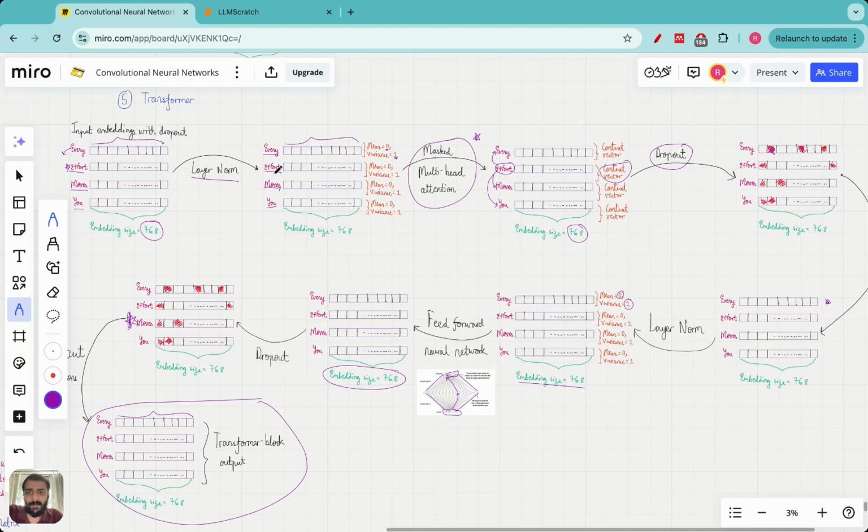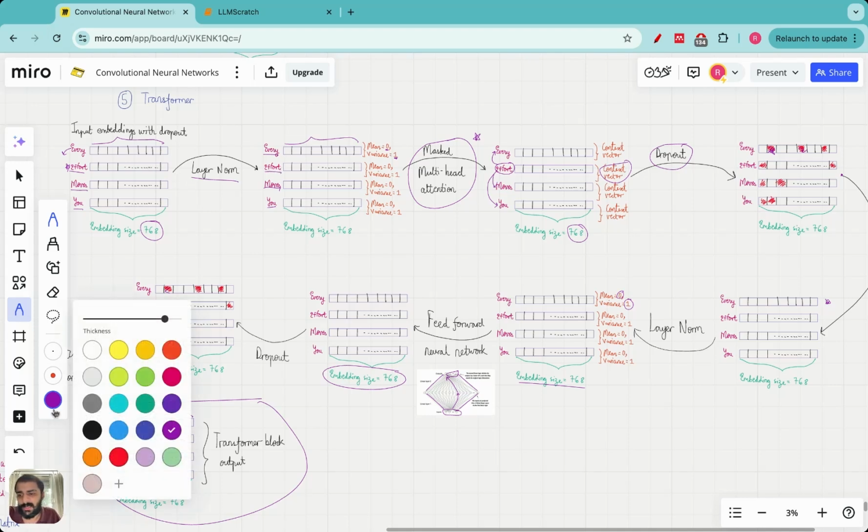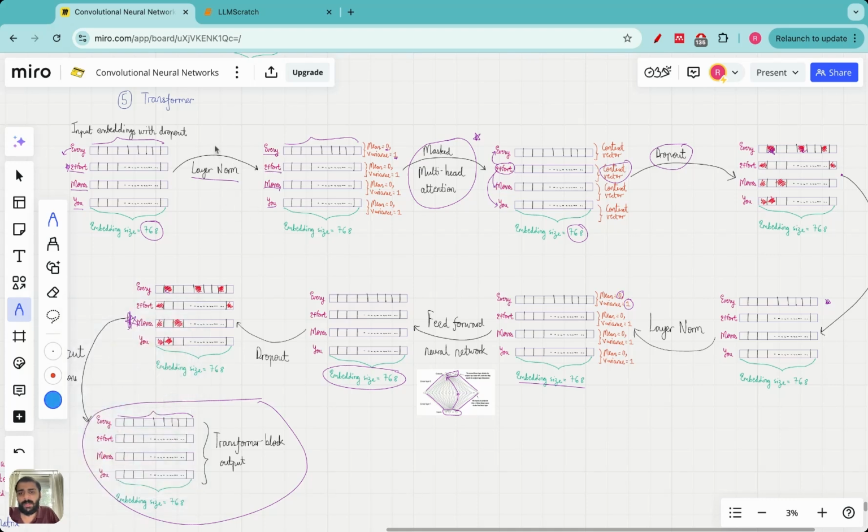We start with the layer normalization, then we move to the mask multi-head attention, then we have a dropout layer, then we have a shortcut connection over here. Let me mark this line. Yeah, we have a shortcut connection over here. Then we have another normalization layer. We have a feed forward neural network. We have a dropout layer. Then we again have a final shortcut layer, which actually takes us to the transformer block output.